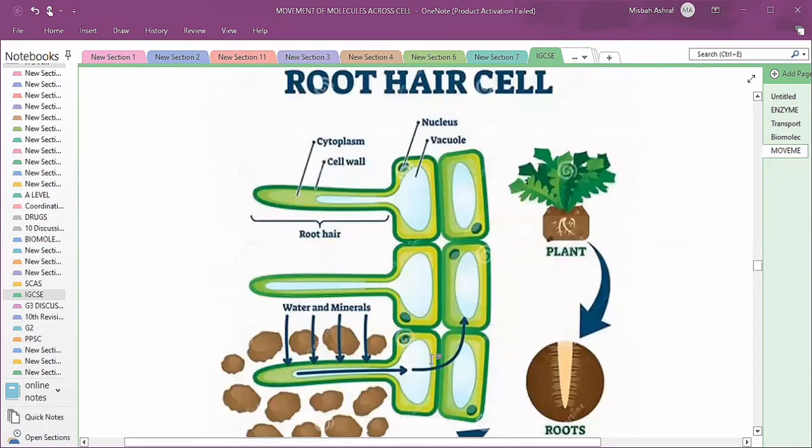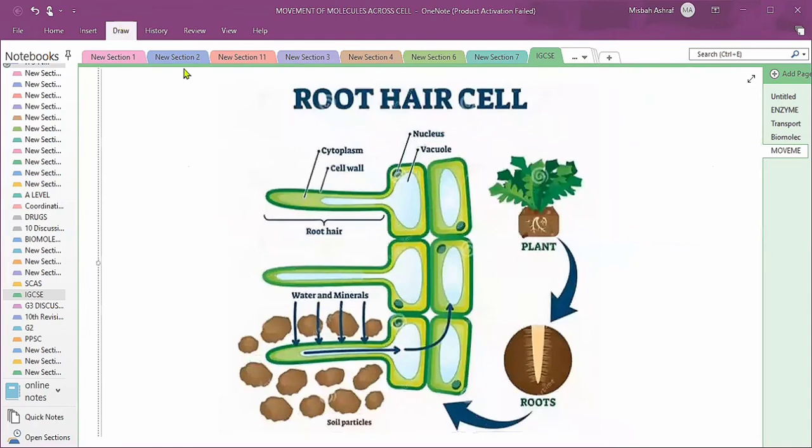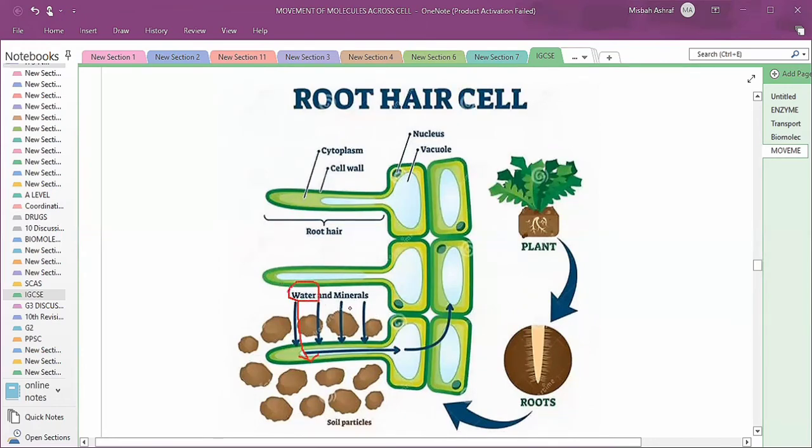This was the first example, and here is another example. This is the movement of water. Water will be moving into the roots by which process? Water always moves by the process of osmosis. And here are the mineral salts. Mineral salts can move both by diffusion and by active transport, depending upon their concentration. In the first cell, the water is moving because it is in high concentration outside and low concentration inside the root, so it will move by osmosis.